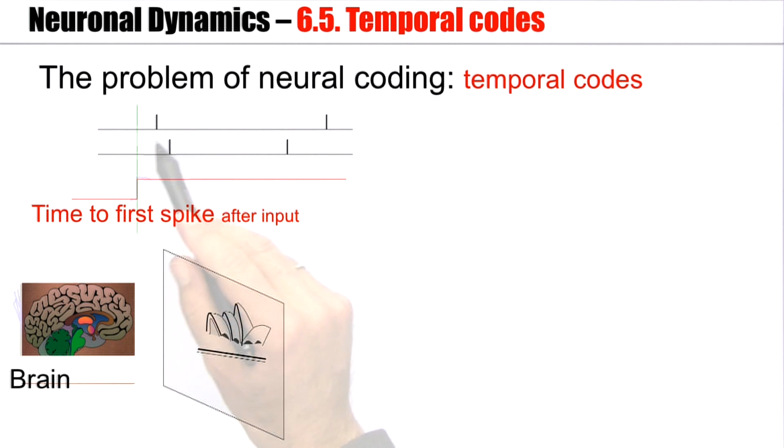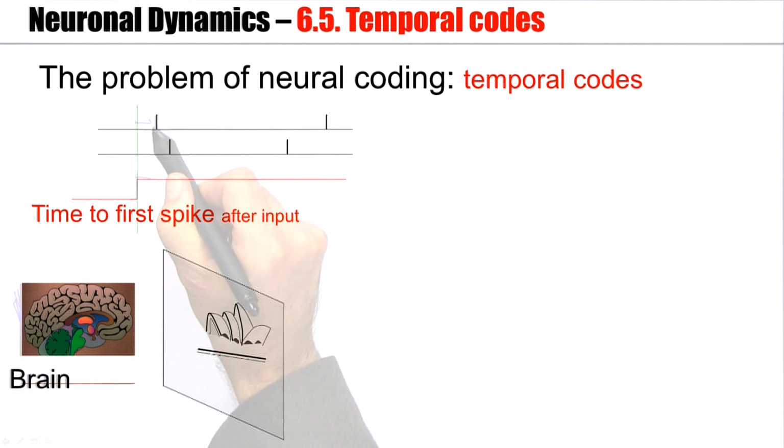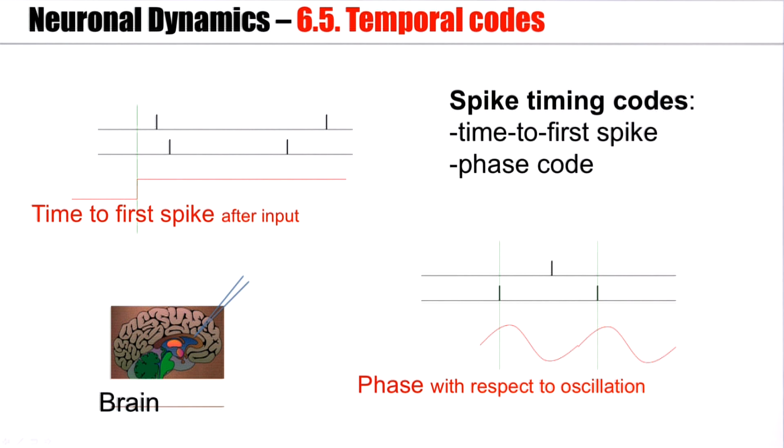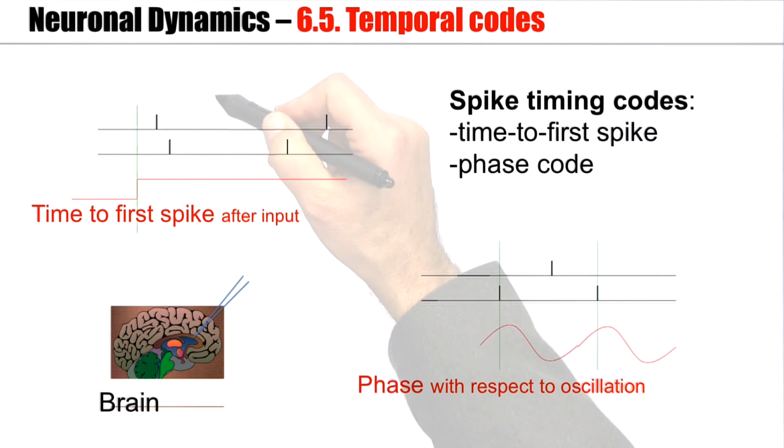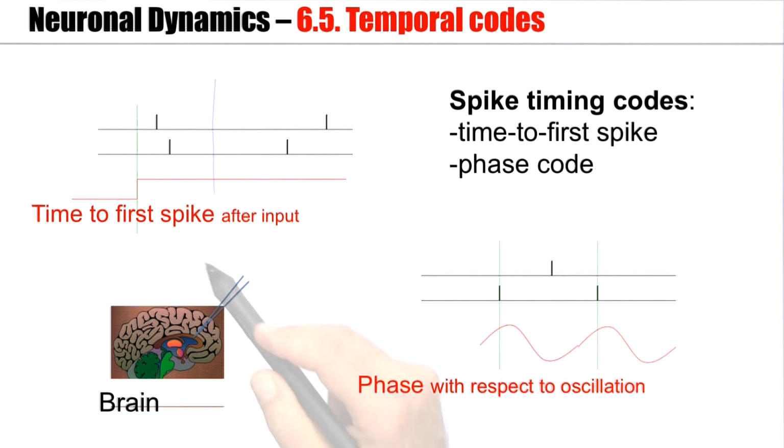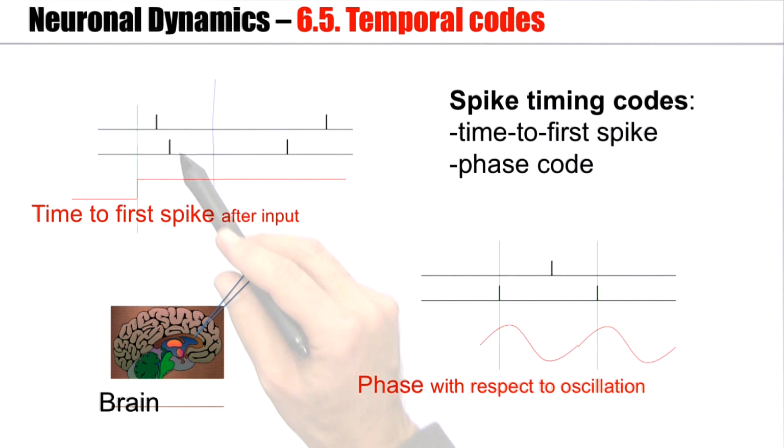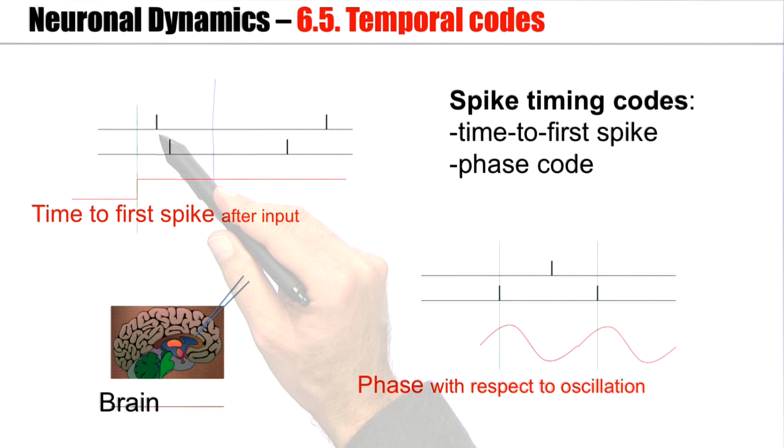Instead of counting the number of spikes, you in fact get a lot of information by just looking at the time to the first spike. This is the first temporal code. If you stop here, all neurons have fired exactly one spike, but you still have information. This neuron fires its first spike earlier than this one.